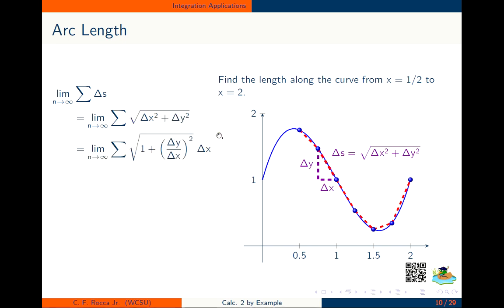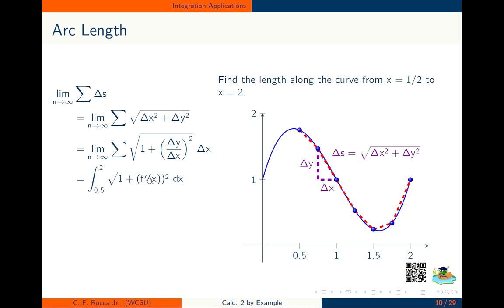Here are some refinements. I can replace delta s with what it's equal to. I'm going to divide everything inside by delta x squared and pull the delta x outside. It goes from delta x squared to delta x because I'm taking it out of the square root. But if I look at what I have inside, delta y over delta x is the slope of that line. And if I take the limit as the number of lines goes to infinity, that slope becomes the derivative. So when I move from the Riemann sum to the integral, the change in y over the change in x becomes the derivative.